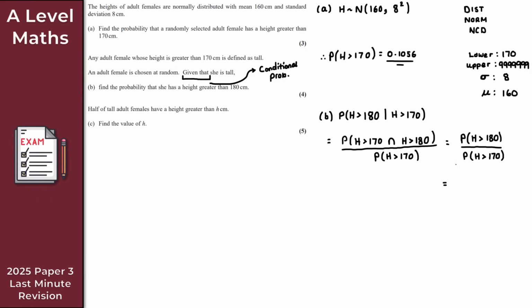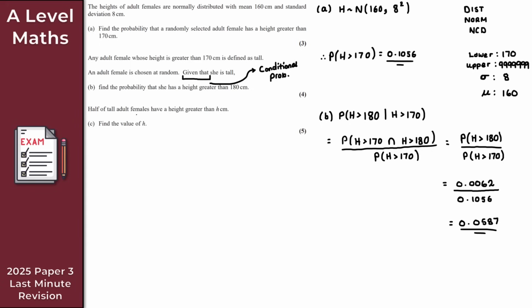So what I've got here is, like we just said then, 0.0062 all over the probability that H is greater than 170, which, as we deduced in part A, is 0.1056, right? 0.1056 there. Just input this fraction here then into your calculator. And if you do this correctly then, what you should get here is 0.0587 there. Okay. And there we have it then. So like is the solution there to part B.